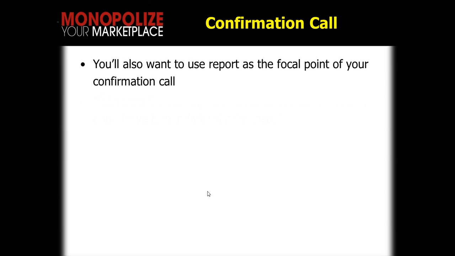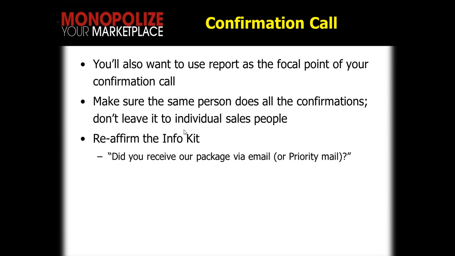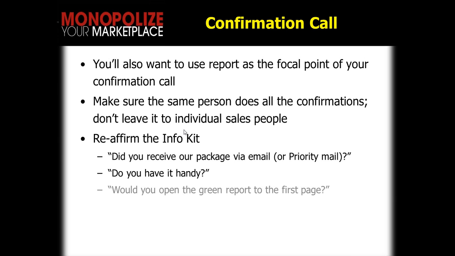Confirmation call, kind of the same way, right? Use the reports. You want the same person to do all the confirmations. You don't want to leave it to individual salespeople. And so here's what you say. Did you receive our package via email or priority mail or however you might have sent it over? Do you have it handy? Open the green report to the first page. That's where it talks about how the owner of our company has put together this Contractor Standards Guide. The industry standards weren't strong enough. It's broken down into 4 parts: financial stability, reputation, professionalism, and workmanship. And this guide is designed to help you understand how to judge contractors according to those things.